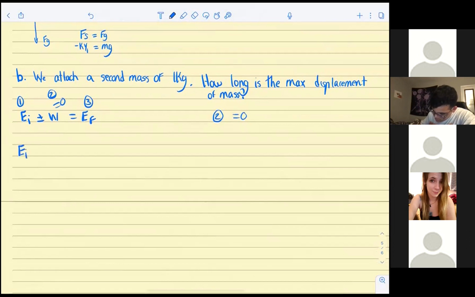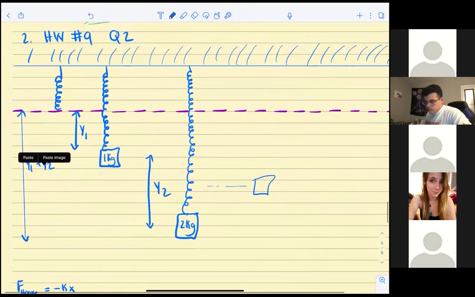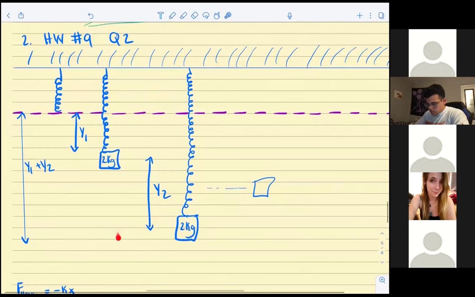What is E initial? Well, E initial is when the mass is here, right? But it's 2 kilograms instead of 1. You put on the 2 kilogram mass, and then when we let go, it's going to come down here, back up, here, back up, and then it's going to settle to this point. What is the energy? Is there any kinetic energy when we're here?